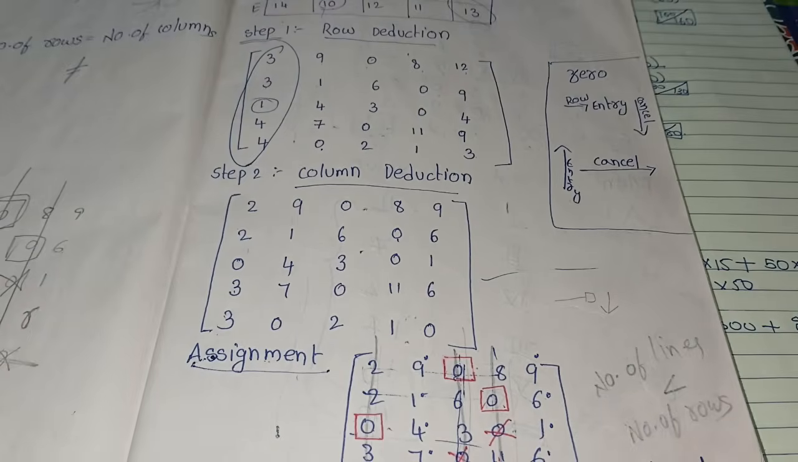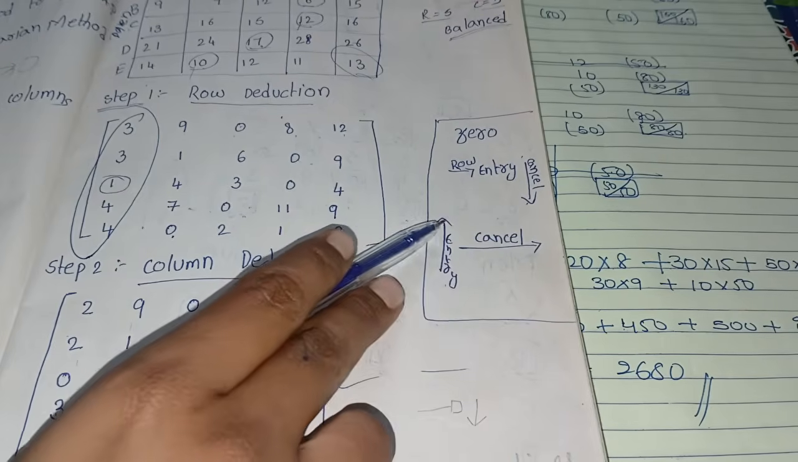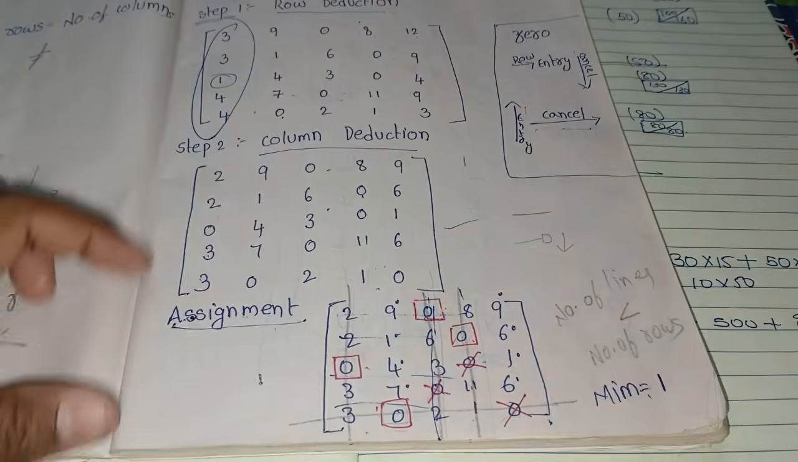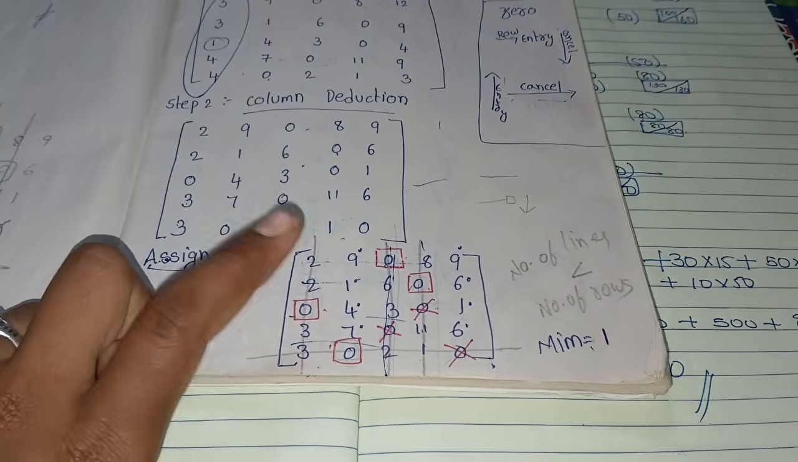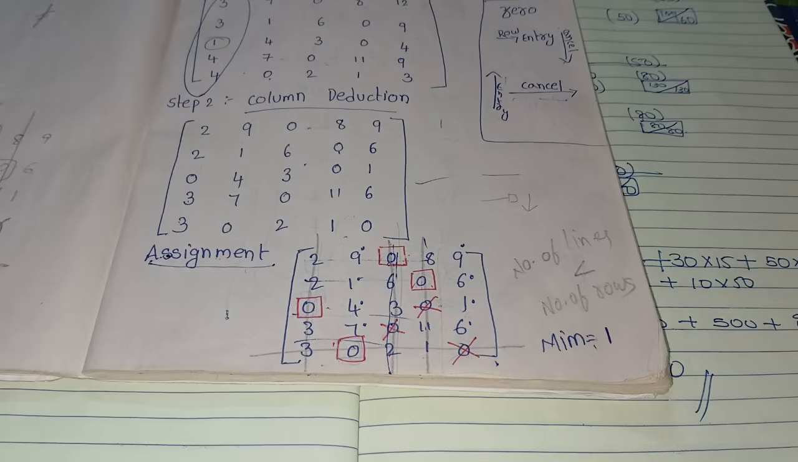After doing this, now you need to assign the jobs. How do you assign the jobs? When a row entry is made, the column deduction should get cancelled. When a column entry is made, the row deduction should get cancelled. See here, the same question I have written here: 2, 9, 0, 8, 9, like that. Now you need to check that in each row at least one 0 should be there. If it has more than one 0, just ignore it. If it has only one 0, then only we need to consider it.